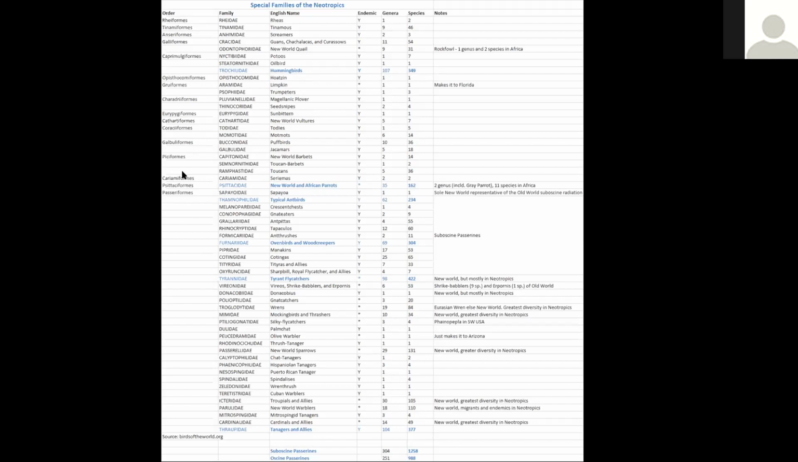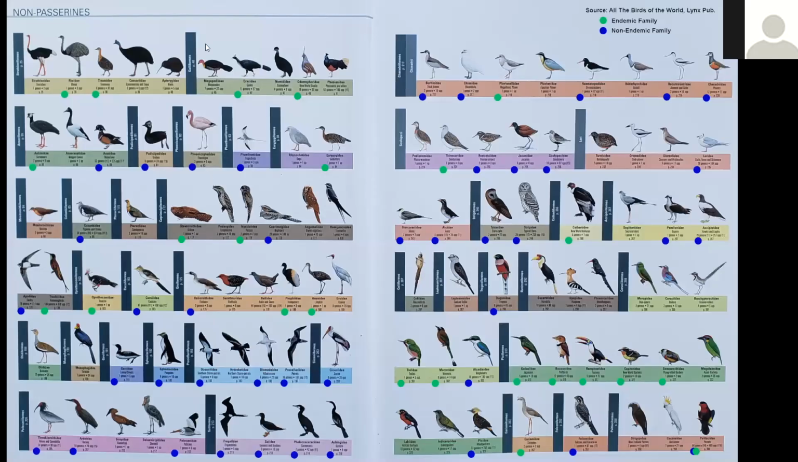But then you have other things which are typical or only found in the neotropics. And maybe this is a better way of showing it. These are all the non-passerines or the non-perching birds. The difference between the passerines and the non-passerines is that passerines have 4 toes, where 3 toes are at the front and 1 toe is at the back. So that's a passerine. And the tendon structure of the leg supports their ability to clasp or grasp branches and perch on those. So anything with 3 toes in the front and 1 in the back is a passerine. Everything else is a non-passerine.